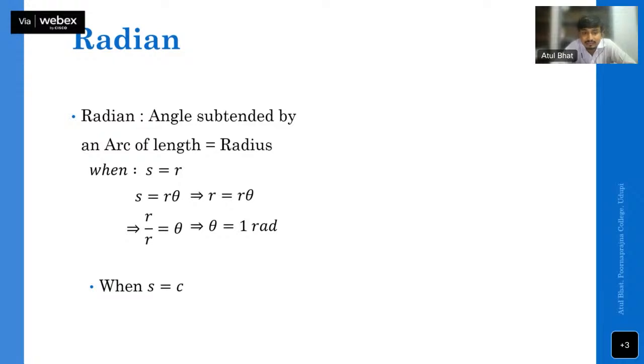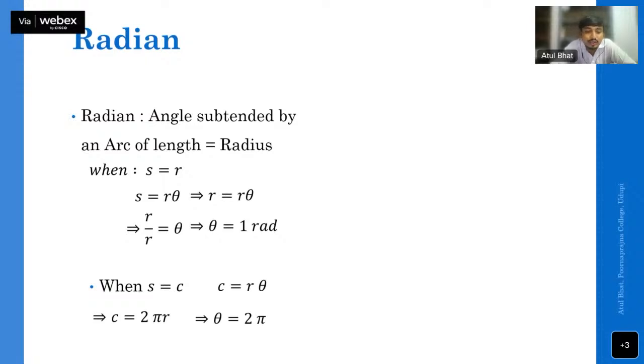From this, we can also consider the displacement of this object not being equal to the radius, but equal to the entire circumference of the circle. So when s is equal to C, we put s is equal to r theta, and we get C is equal to r theta. For the entire circumference, the angle subtended is 2 pi. So we put C is equal to 2 pi r, and from this, we get that theta is equal to 2 pi.